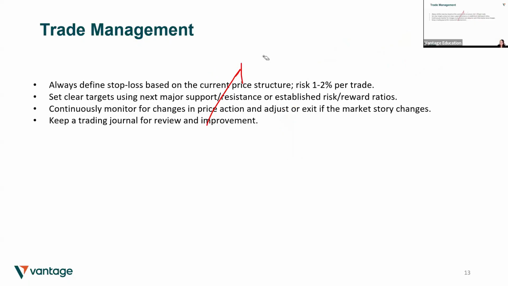Okay, and then what you need to do, you should have a trading journal. I have a book, and I just write everything, like what I have done today about trading.